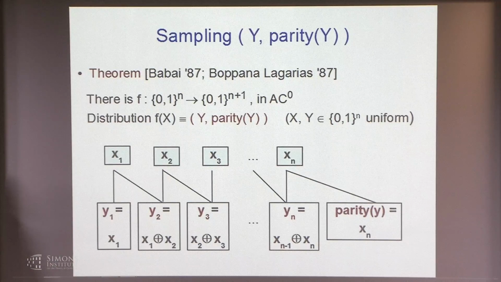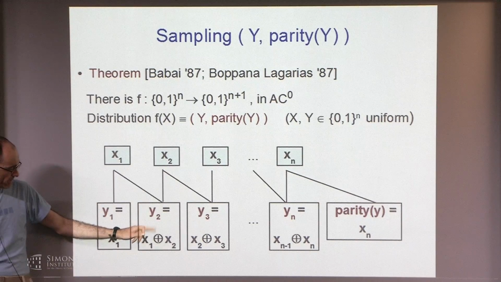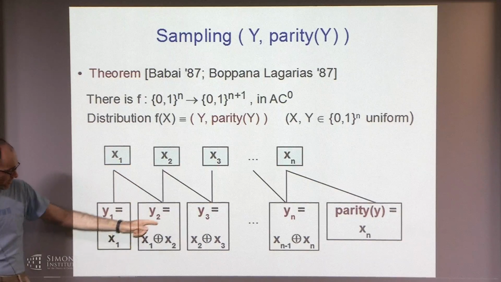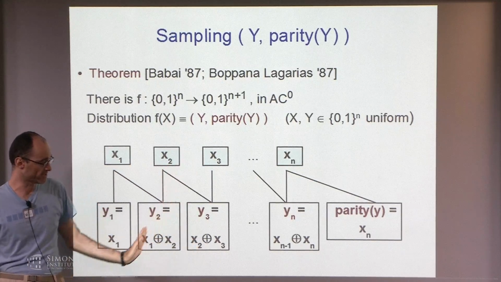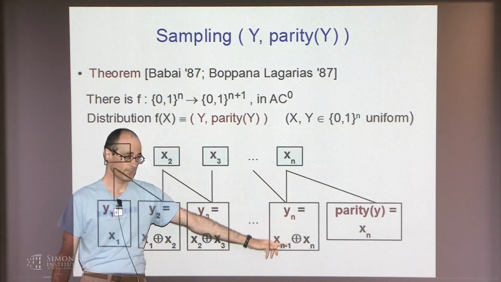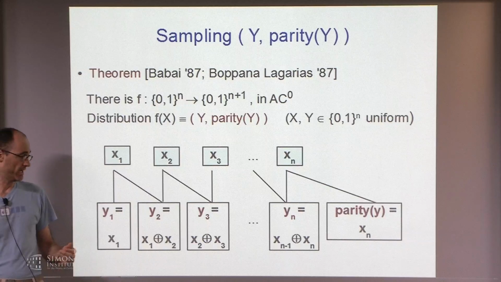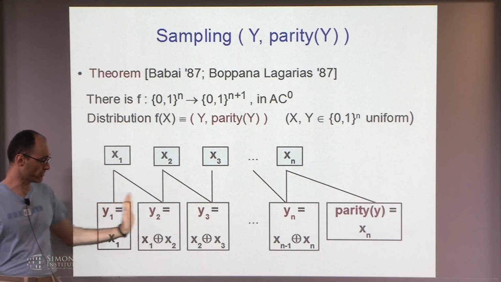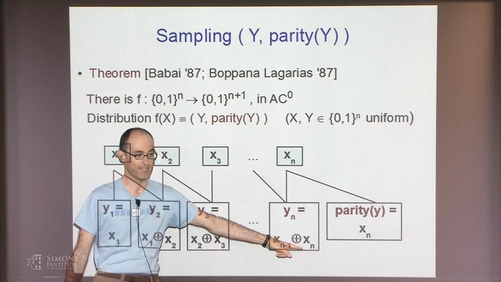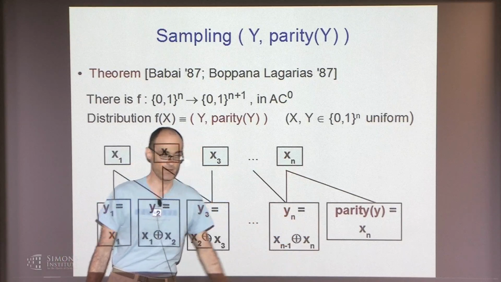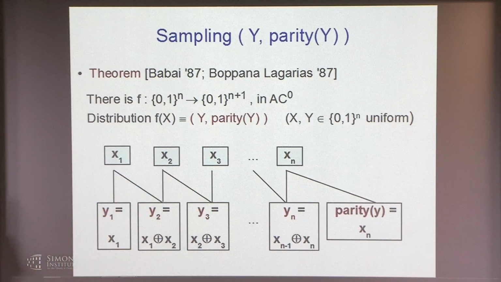And as I mentioned, it's just a standard, in hindsight, telescopic trick. So here is the input. The first output bit will just be x1. The second output bit is going to be x1 XOR x2. The third is going to be x2 XOR x3, and so on, up to y_n. These n output bits are completely uniform, as you can check. But the nice thing is that if you XOR them, you just get x_n. So you can just output the parity in the clear here. So this actually achieves statistical distance 0.